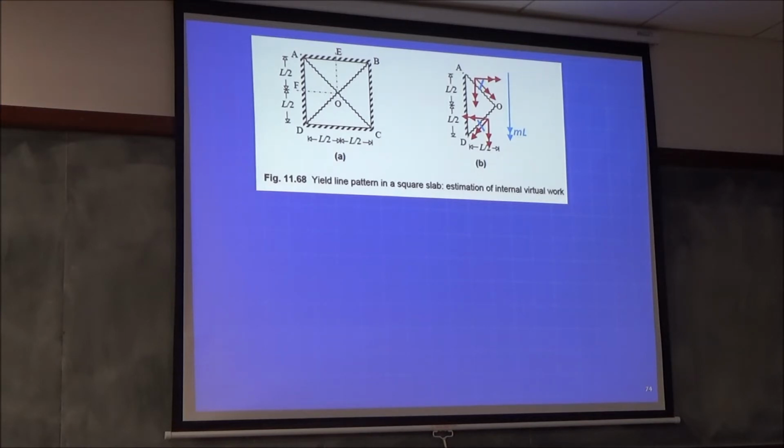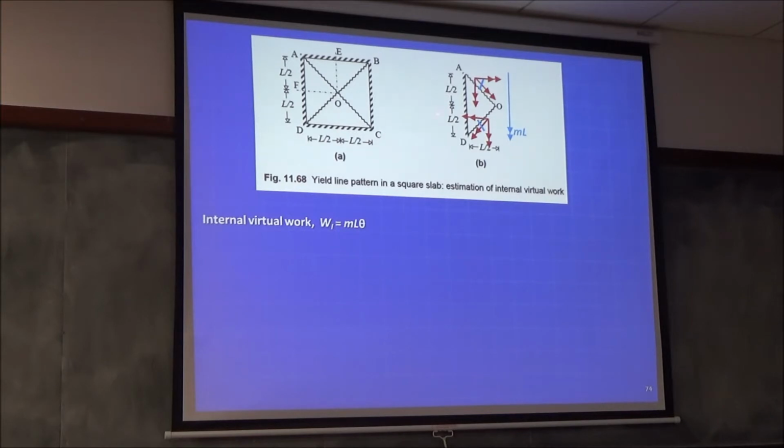And if m is the moment capacity per unit length, the total moment is m into L. L is the projected length. Clear? Now, so the internal work done, how will you calculate the internal work now? Internal virtual work. See, work is either force into distance or moment into rotation. So to get the rotation, if you understand the previous proof, you have to see basically how much this triangle has rotated with respect to this vertical axis, right?